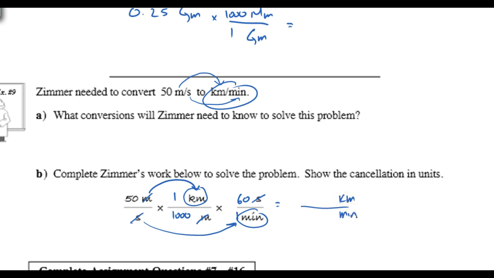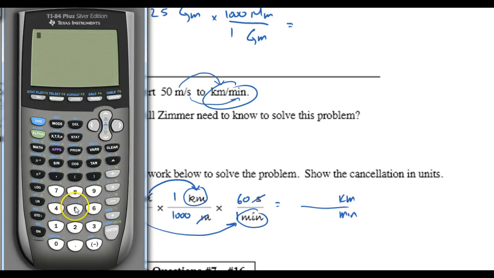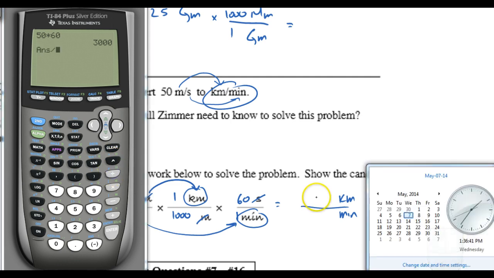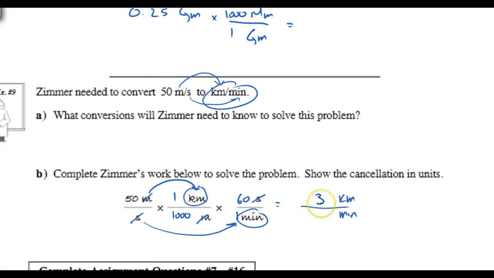So what do we have? We have 50 times 60 divided by 1,000. So 50 times 60, well, that's going to give us 3,000. I knew that. Divided by 1,000, it's going to give us 3. So it's going to be 3 kilometers per minute, or maybe better written as 3 km/min, like this.